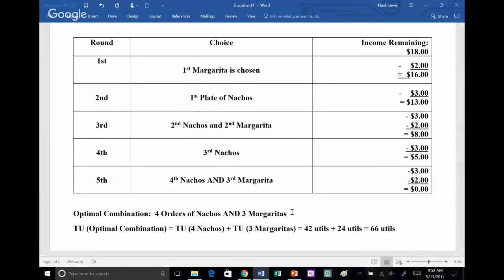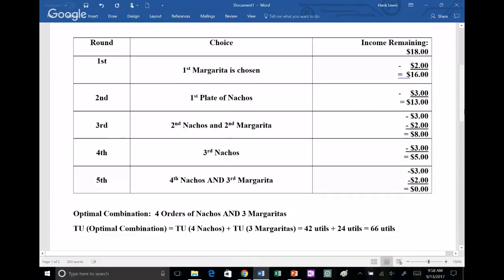Class, I want y'all to notice when we state the optimal combination, it is not 4M or 4N, 3N. We write the words here. You use your words like your kindergarten teacher told you to do. You state how many of each item it is, and you write the number of words out. Okay, 4 plates of nachos, 3 margaritas. That's number 1. And then you show the math work for calculating the total utility of 4 nachos plus 3 margaritas is 42 utils plus 24 utils, which equals a total of 66 utils.